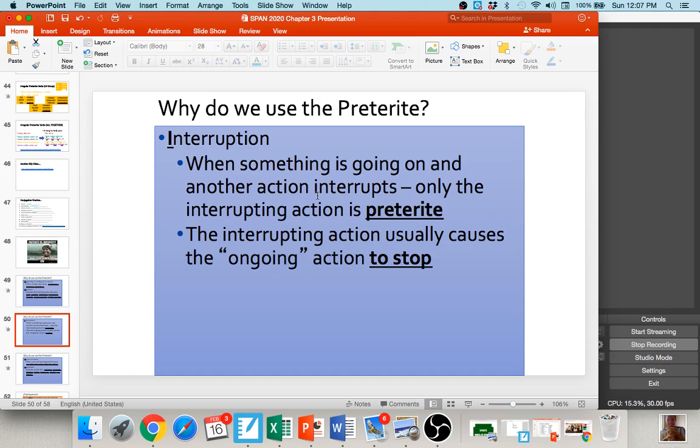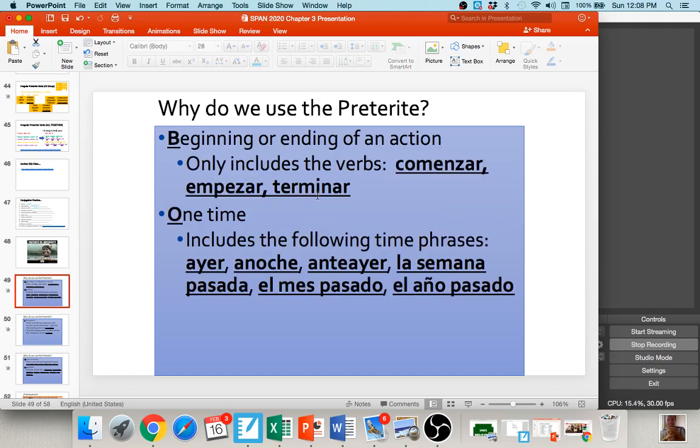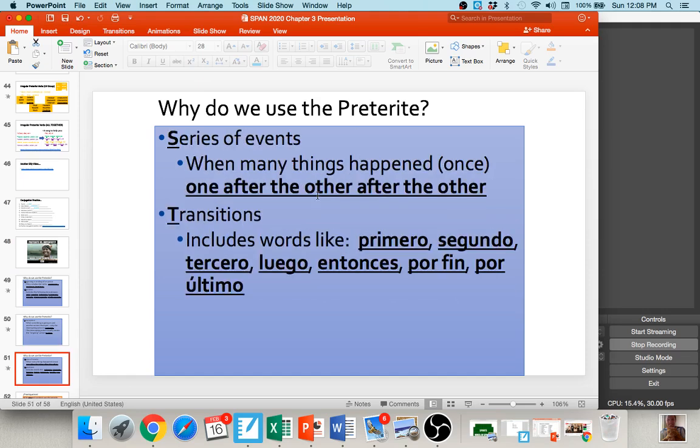Okay? For example, we were watching a movie when someone knocked on the door. Well, someone knocking on the door interrupted our movie watching. So we were watching a movie, imperfect, when someone knocked on the door, preterite. Okay? So VOICES: the beginning or ending of an action, one-time events, interruptions. The S stands for a series of events, and this is very common in reading literature in Spanish. You may see that I woke up, I took a shower, I made coffee, and I went to the store. Okay, boom, boom, boom. A series of events all happening one right after the next.